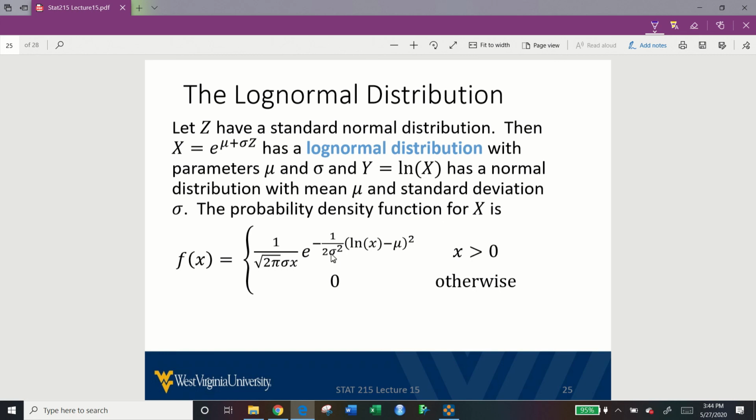This means our probability density function for x is f of x equals 1 over the square root of 2 pi multiplied by sigma times x, multiplied by e to the negative 1 over 2 sigma squared, multiplied by the quantity natural log of x minus mu, squared, where x is greater than 0, and we let it be 0 otherwise.